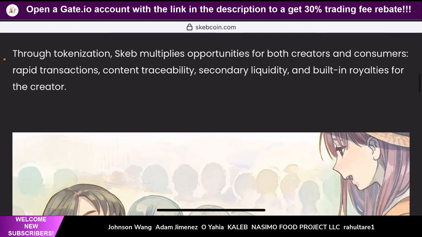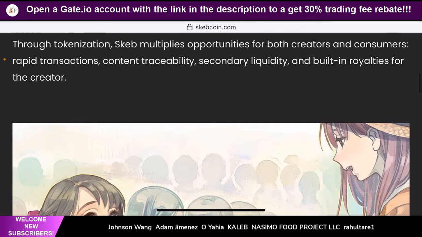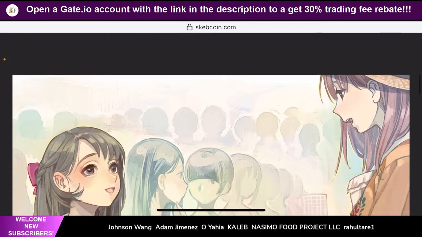Through tokenization, SKEB multiplies opportunities for both creators and consumers: rapid transactions, content traceability, secondary liquidity, and built-in royalties for the creator. So obviously, SKEB is a token, but it's not just any other token. It gives multiple other benefits to the content creators themselves. Some of the examples include rapid transactions for the consumers, content traceability, which is very important for regulatory purposes, secondary liquidity, as well as built-in royalties for the creators. So all of these are additional benefits that the SKEB token gives them.